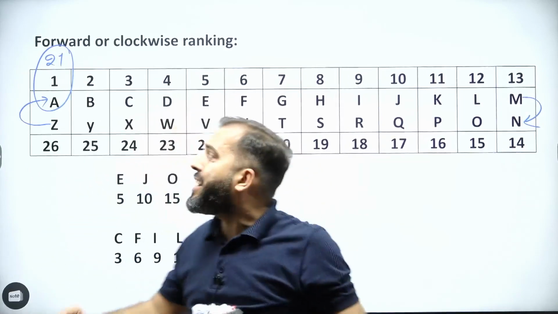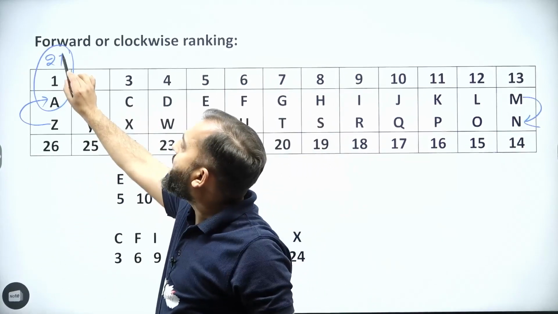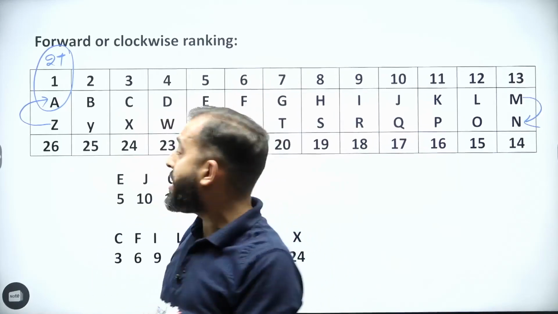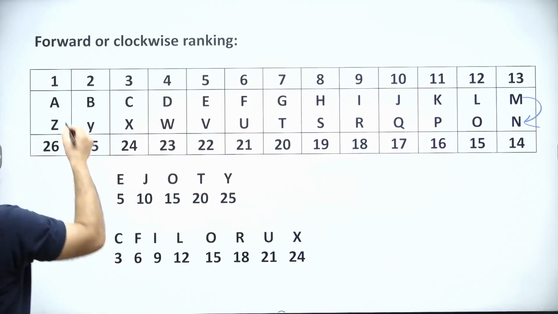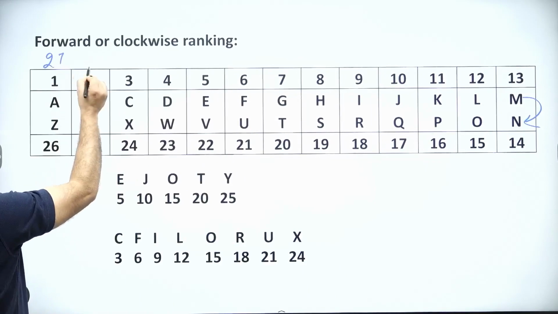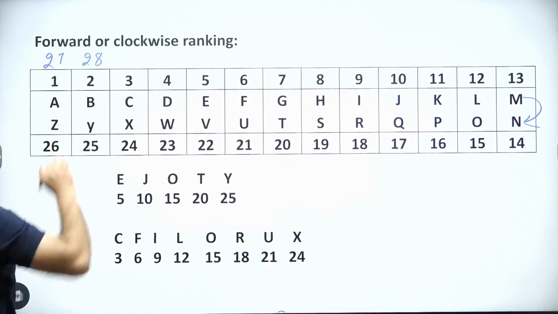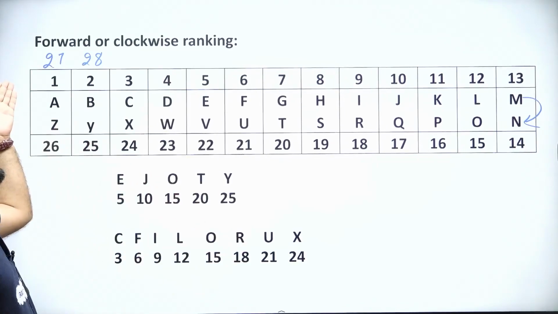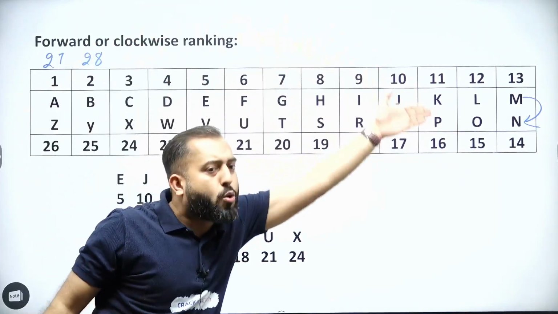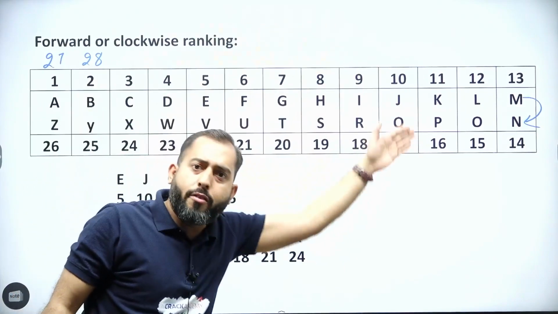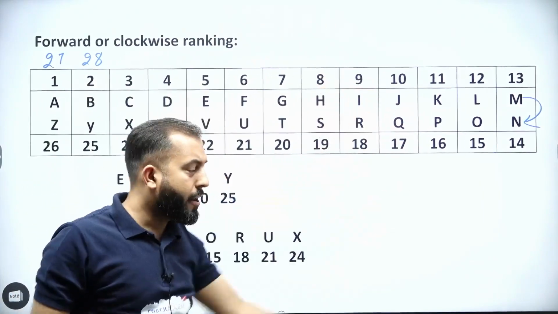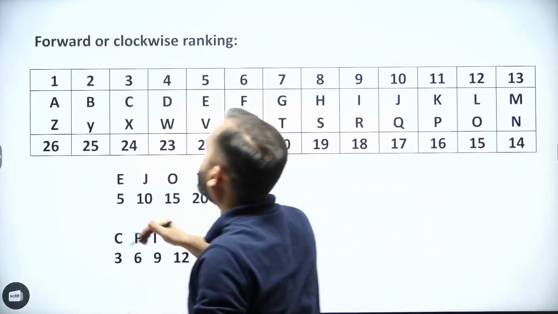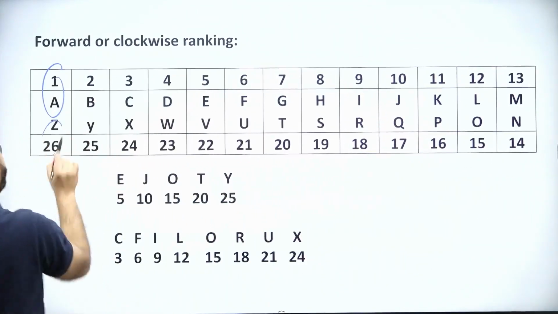So in clockwise direction, the rank of A is 1 as well as 27. Similarly, if A is 27, then B will become 28. In this way, you can write down these ranks over and over again. But the basic ranks are 1 till 26.